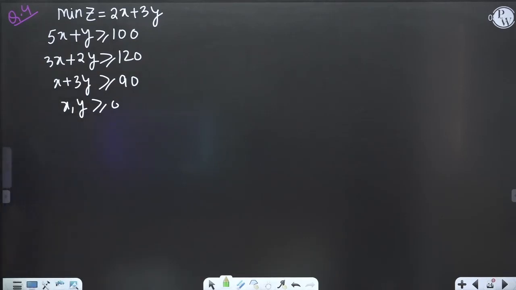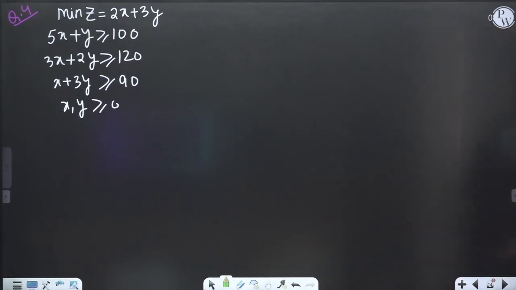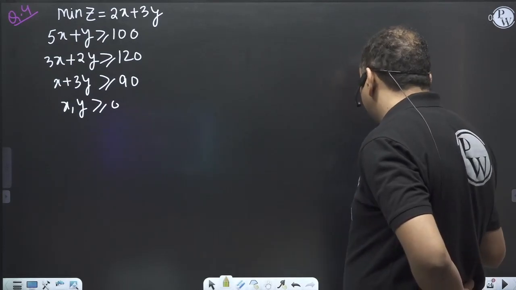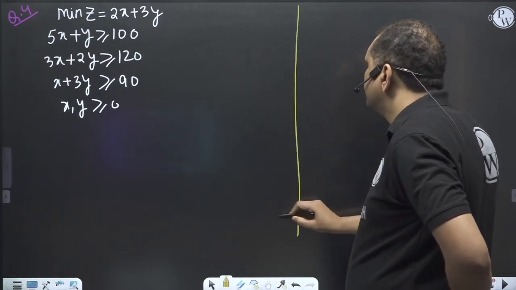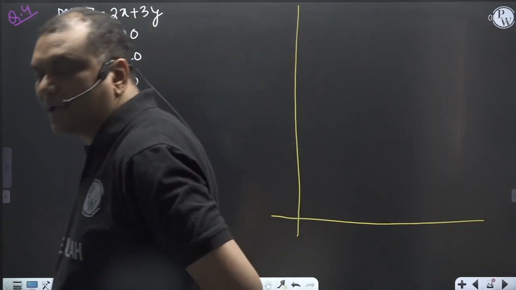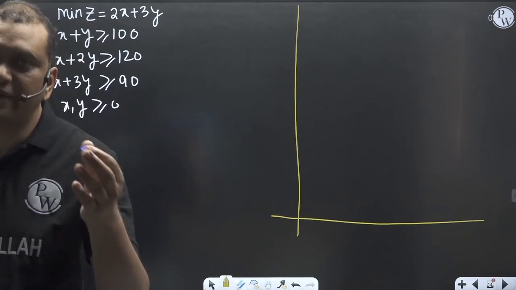This is the next problem. Can you graph it? Please graph the problem. 30 seconds I will wait, because in the one shot series also you should sit with the pen and paper.